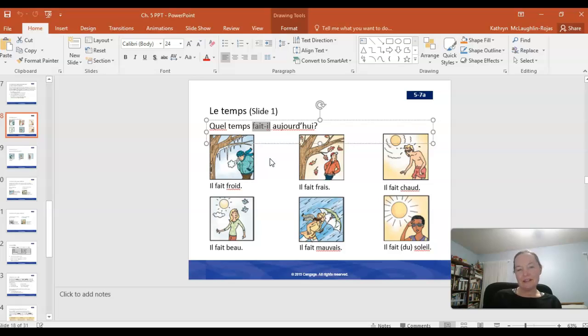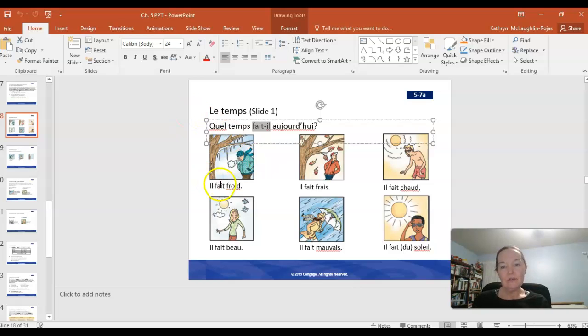We have 6 different pictures there of different types of weather. And you'll notice that in French, to express the weather, we use the verb faire. Faire means to make or to do. In English, we would not use the verb to make or to do to talk about weather. We usually would use the verb to be, right? Like it is sunny, it is cold, it is windy, any of the above. But we use is to describe the weather, a form of the verb to be. But in French, we're going to be using faire.